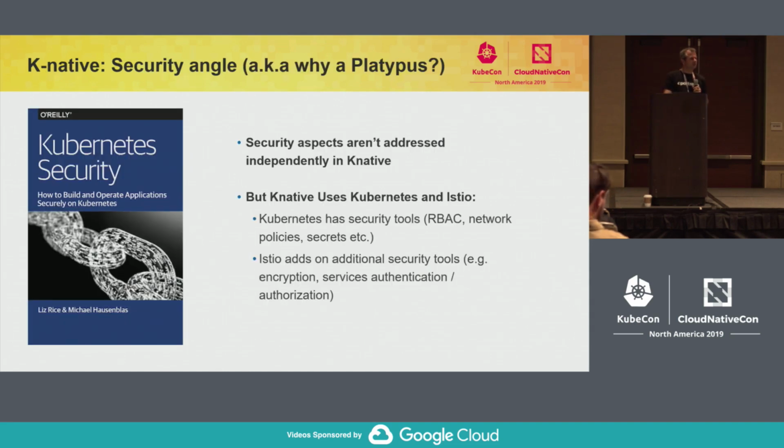Now let's talk about the security side of Knative. So, or why did we call it Platypus, right? Security aspects are not addressed independently in Knative. There is no direct part or project or anything which addresses it specifically, but it does rely on the underlying technology. So if you're using Kubernetes, it has many security tools: role-based access control, network policies, secrets, and you can see the legendary book that my colleague at Aqua, Liz Rice, wrote about Kubernetes security. And Istio, if using Istio, also adds its own additional security tools like encryption, and I think more powerful is the service authentication and authorization, which really allows you to authenticate and authorize who's communicating with whom and who triggers those functions, which we'll see is going to be critical in a minute.